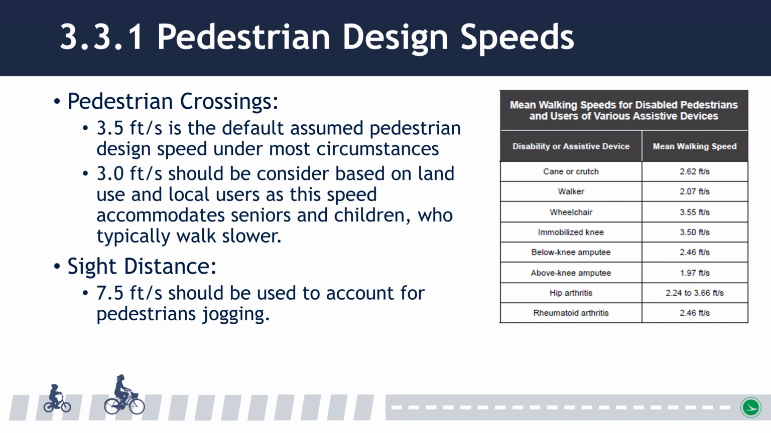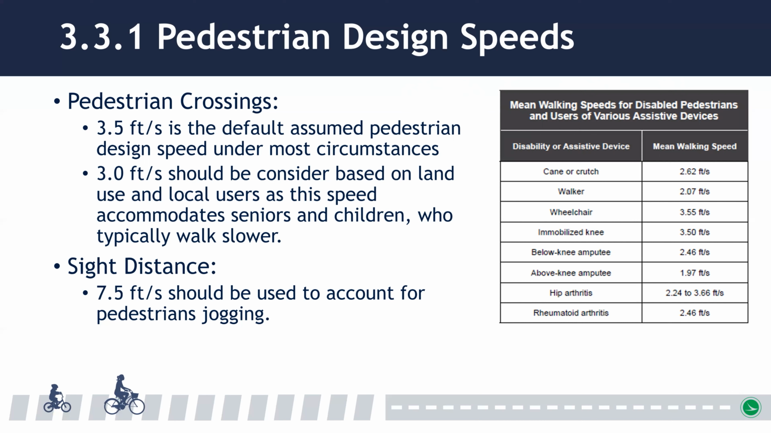Designers should consider whether seniors and children are present, and those users typically walk slower, at around 3 feet per second. As such, that preferred user profile may be appropriate for assessing street crossings. A crossing that accommodates these slower users will naturally accommodate the faster users. The use of mobility devices can also affect walking speeds, and speeds can vary for people with disabilities, as shown in the table on this slide.